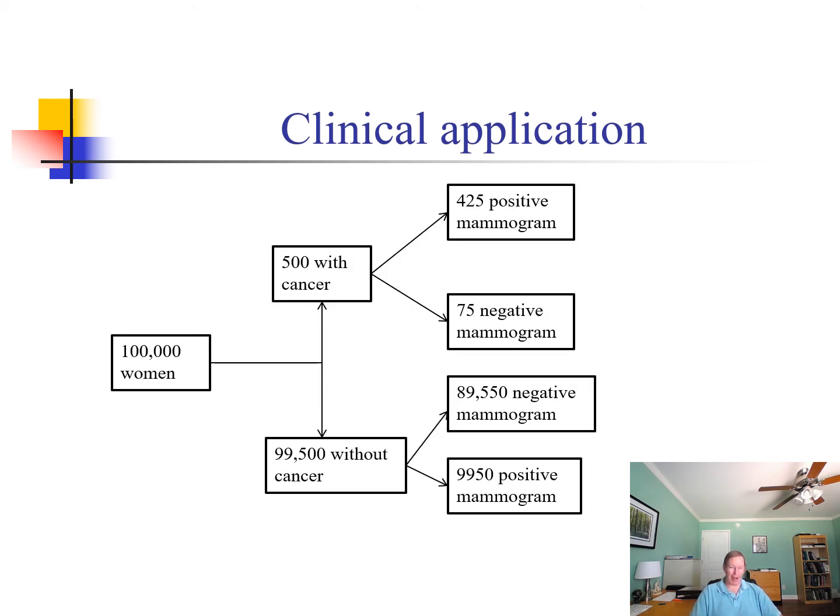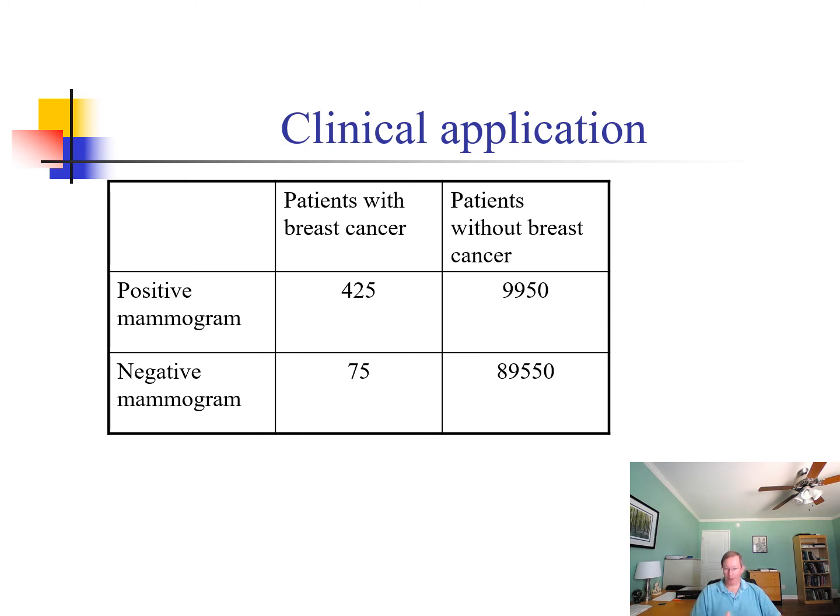So I'm going to show that a little graphically. My 100,000 women, 500 of them with cancer, 99,500 without. Of the 500 with cancer, 425 are truly positive, 75 are falsely negative, and of those people without cancer, I'm going to have 9,950 false positive mammogram results and 89,550 true negative mammograms. So I'll do my little 2x2 table that I told you about before, where the true positives, 425, the true negatives, 89,550, and then the false positives and false negatives.